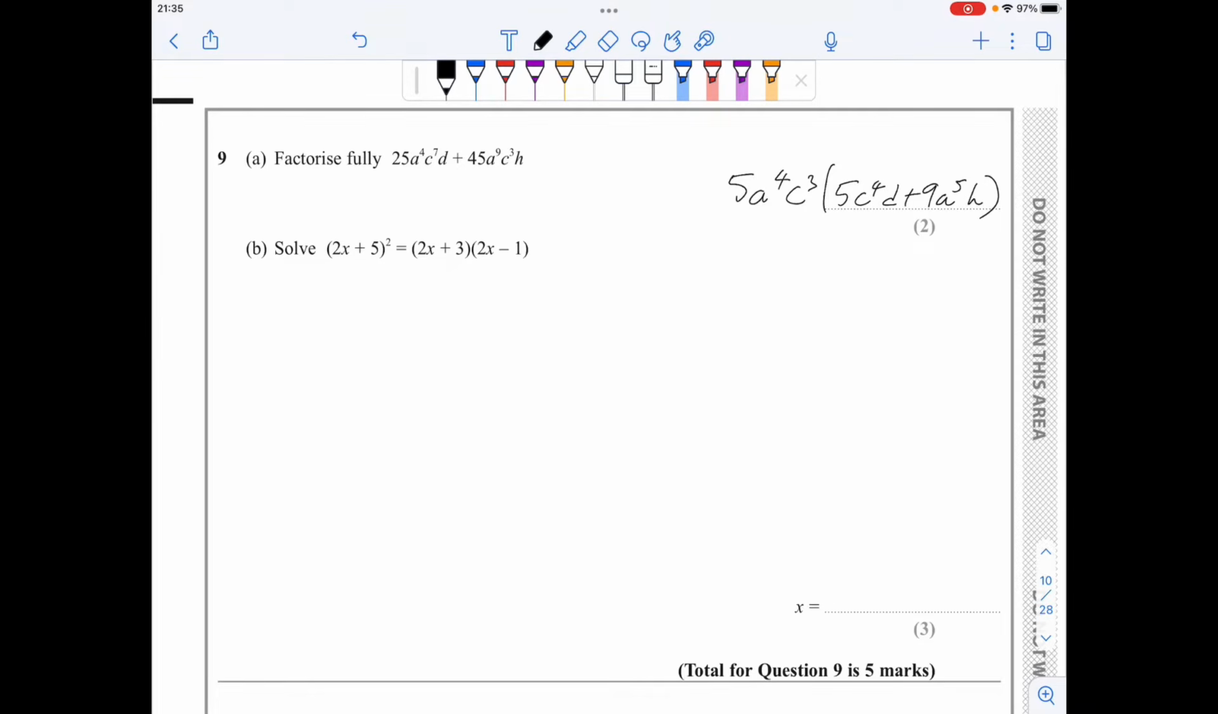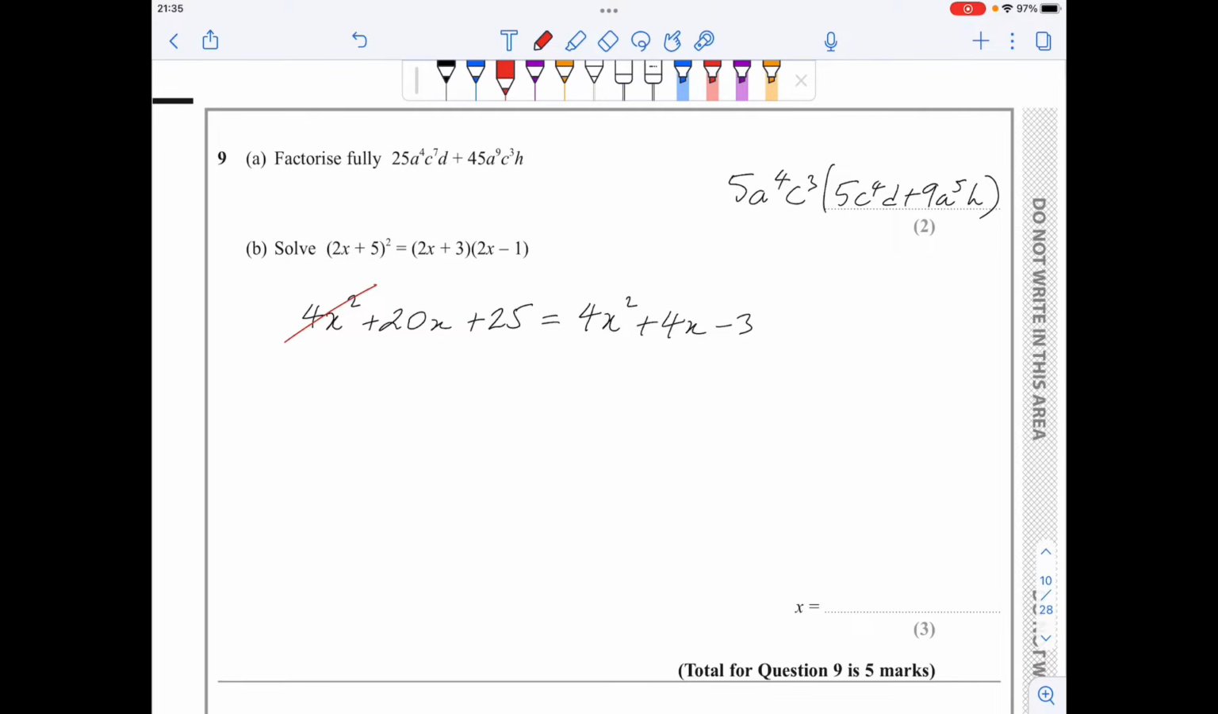In part B, I will expand the left hand side. That's 4x squared plus 20x plus 25. You can write the same bracket twice on the side and expand. This is equal to 4x squared plus 4x minus 3.